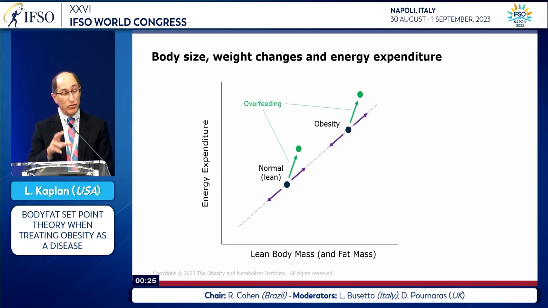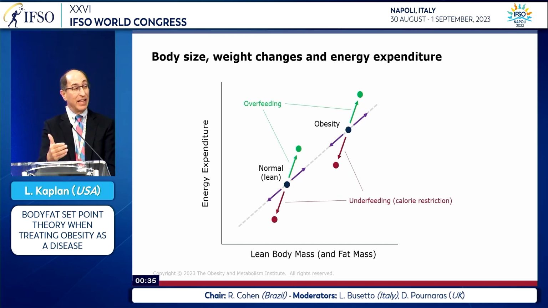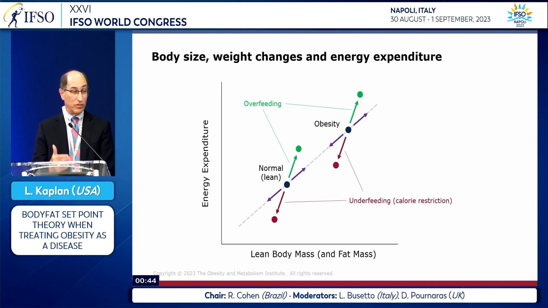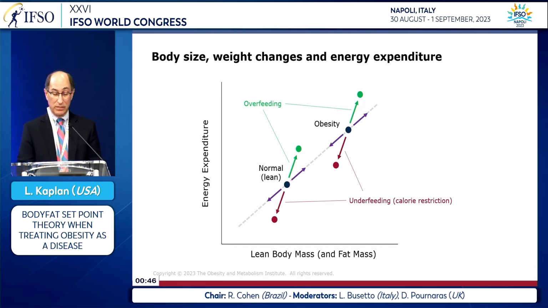But what happened was with the overfeeding, they didn't go up that line. They had more energy expenditure than they should have had for all the weight that they gained. And when they were underfed, they had less energy expenditure than they should have had for their size. And these are just summaries of what it was. Underfeeding, of course, is calorie restriction, and overfeeding is calorie excess.